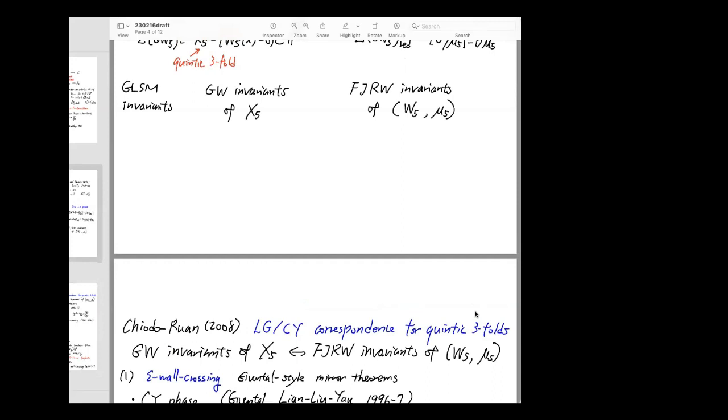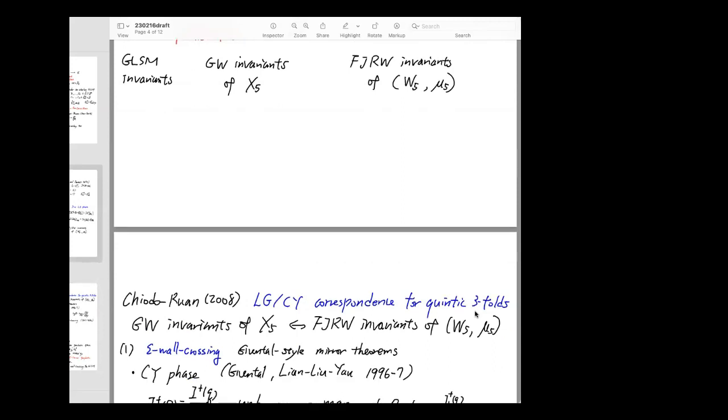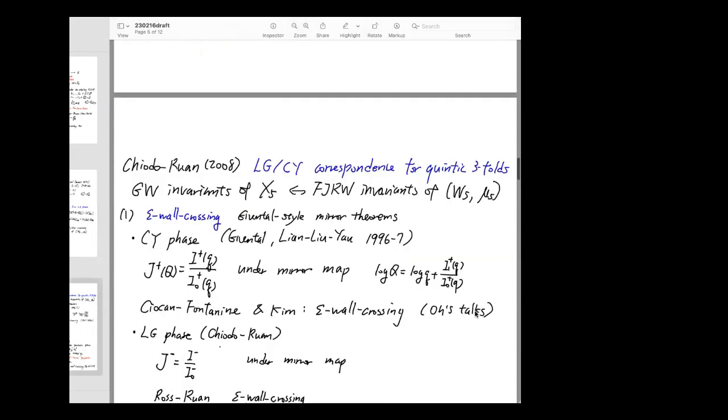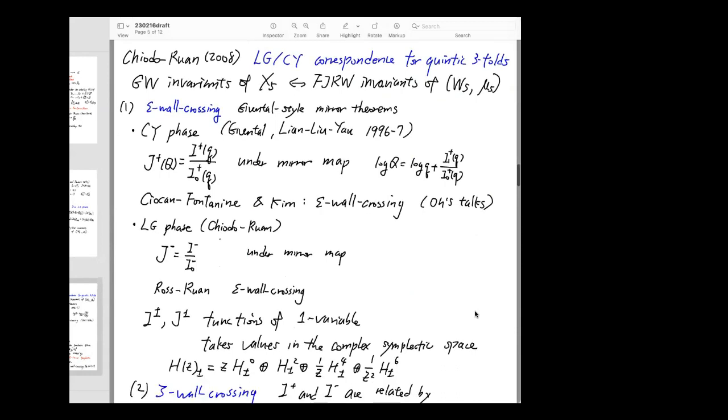So Chiodo and Ruan proved the Landau-Ginzburg-Calabi-Yau correspondence for the quintic threefold. It relates Gromov-Witten invariants of the quintic threefold and FJR invariants of the Fermat quintic polynomial. They prove a version in genus 0. Their proof can be summarized into two steps: epsilon wall crossing and zeta wall crossing. Thanks to Jun's talks, we know epsilon wall crossing.